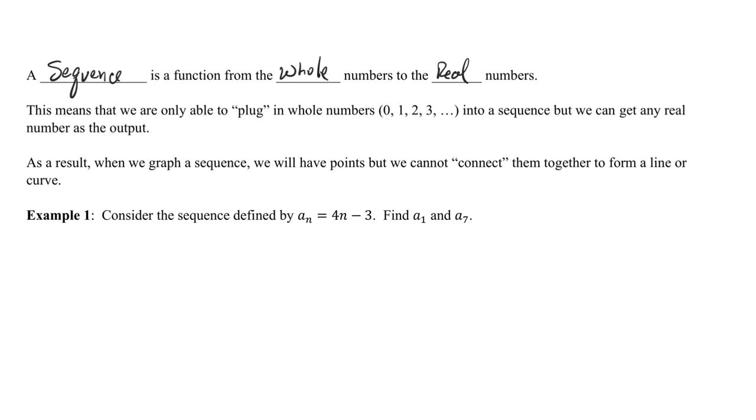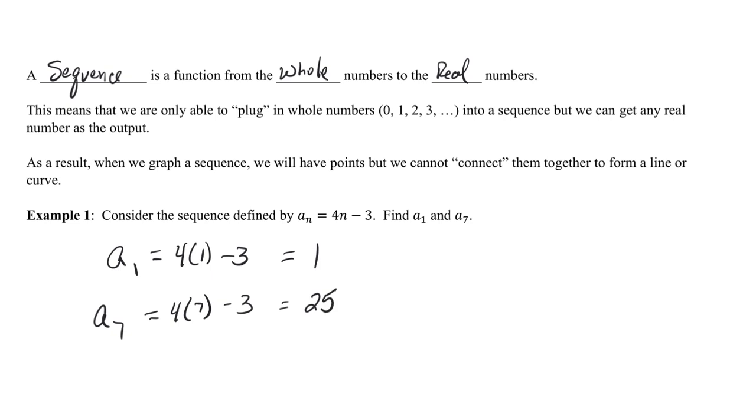Consider the function defined by a sub n equals 4n minus 1. We're wanting to find a sub 1 and a sub 7. So notice that this 1 took the place of the n, so we're going to replace the n with a 1. We're going to substitute a 1 in, and then we just do a little bit of fancy hard math and we get 1. We do the same thing here, and we'll get 25. Okay, pretty simple.